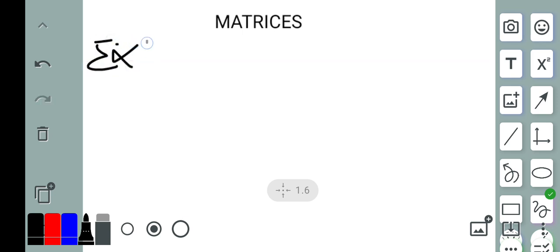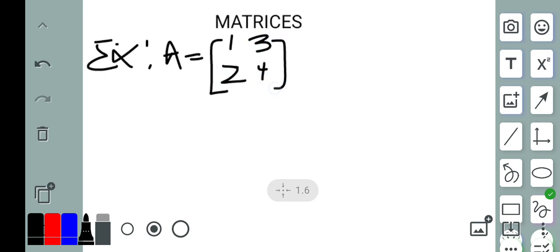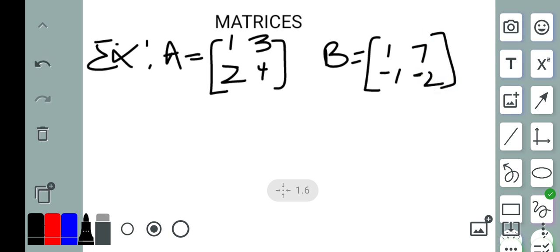Let A be equal to 1, 2, 3, 4. And let B, I just love using A and B, pardon me, let B be equal to 1, 7, minus 1, minus 2. Now, we want to look for the determinant of A.